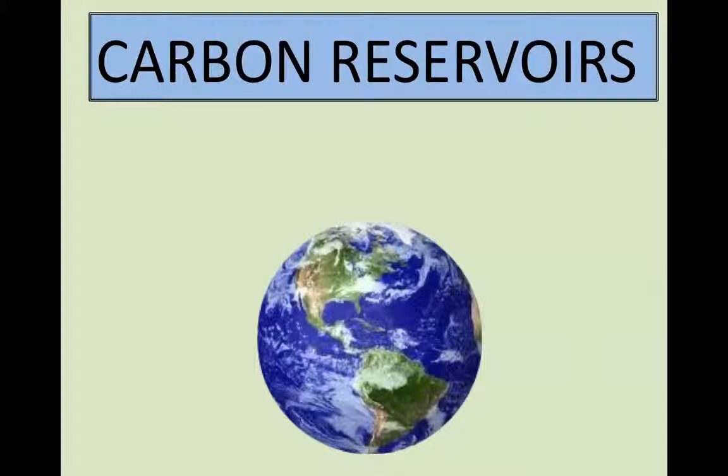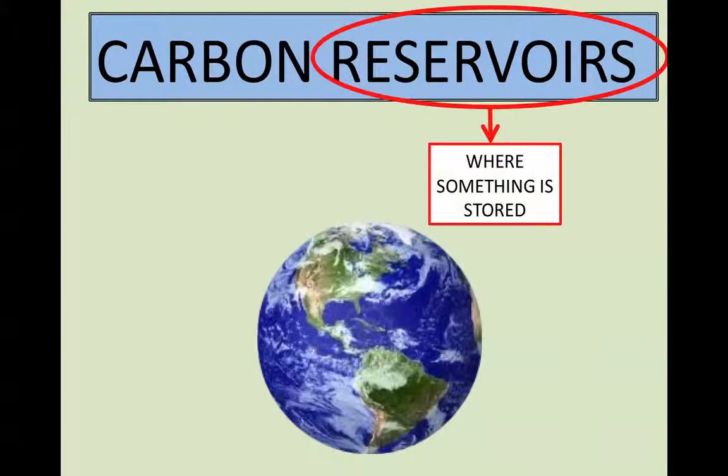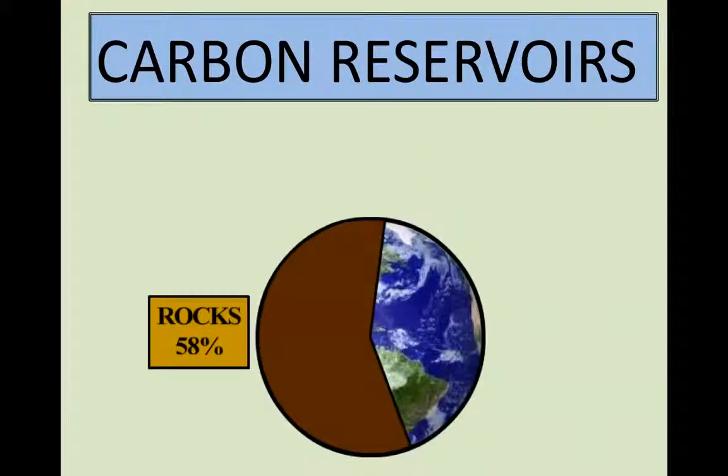First, we need to establish where carbon is found. Large collections of carbon are called reservoirs. Why? Because a reservoir is where something is stored. If you went looking for every carbon atom on Earth, where would you find them? Over half of the carbon on our planet is found inside the rocks of the crust.